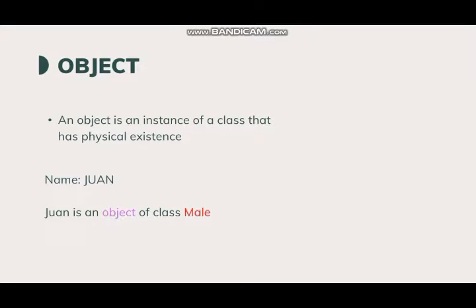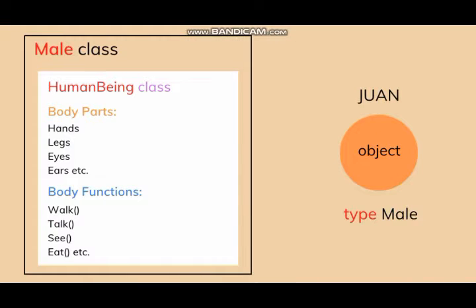Next is object. An object is an instance of a class that has physical existence. Example, Juan. Juan is an object of the class male. Juan is an instance of class male because Juan is a male, obviously. When we say human being, male or female, we just mean a kind or type. Juan has physical existence, while a class is just a logical definition. So male is a class of which Juan is an object, an object with the name of Juan.